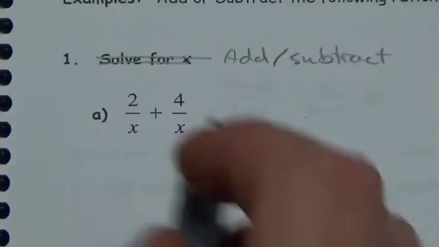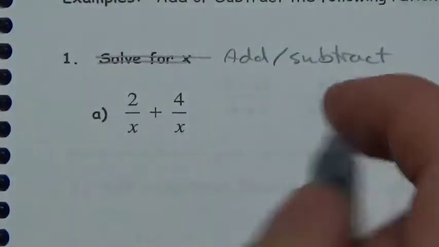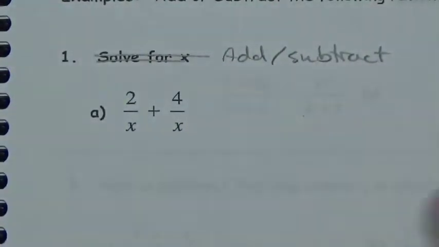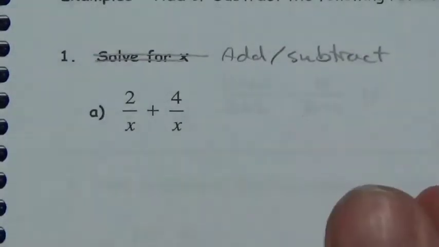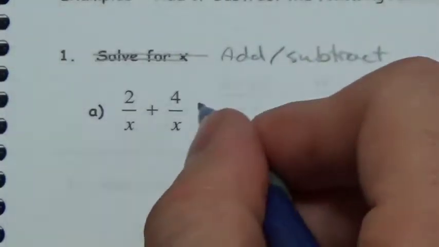Okay, here we go. Now, the question here said solve for x, but that's a misprint. That really should just say add and subtract the following expressions. There's no solving going on here at all. If there's no equations, there's no solving. Okay, so here we go.